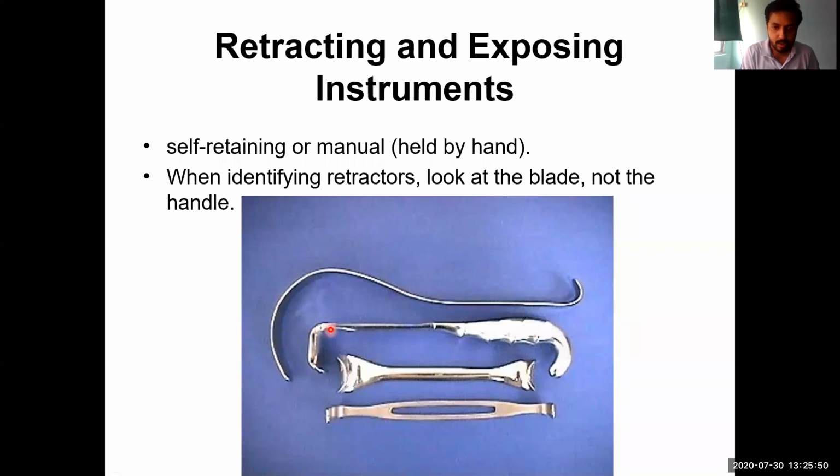But here, the blade part has a 90-degree angle, and the tip also has another angulation. So we'll discuss those blades one by one. Remember, to identify a retractor, we have to look at the blade part.